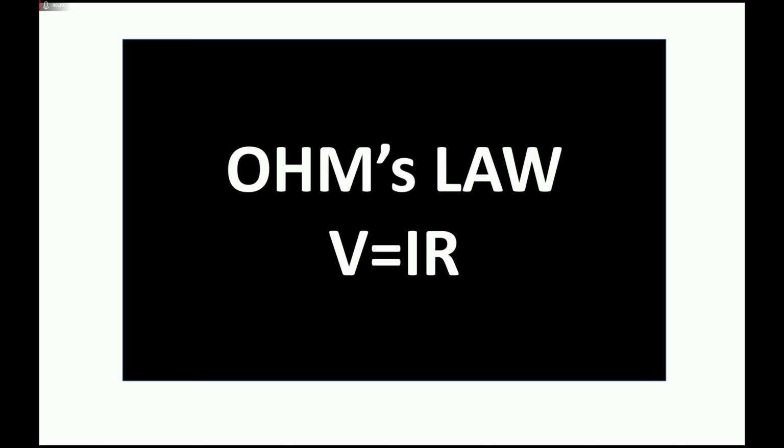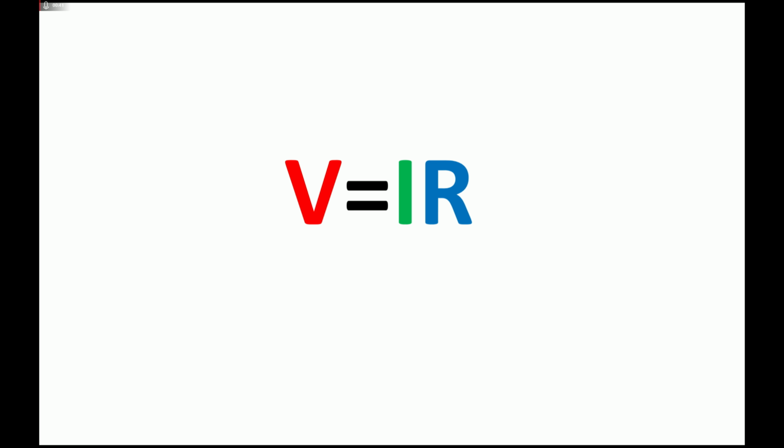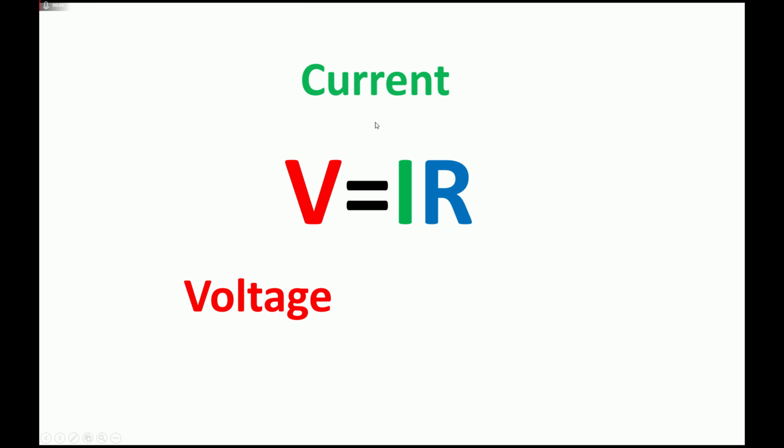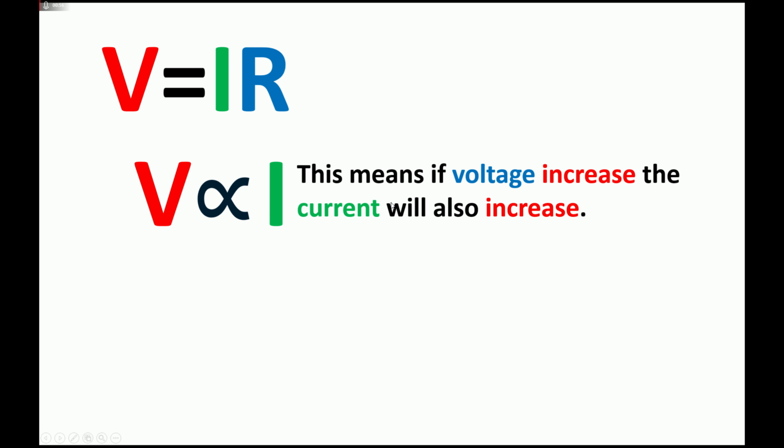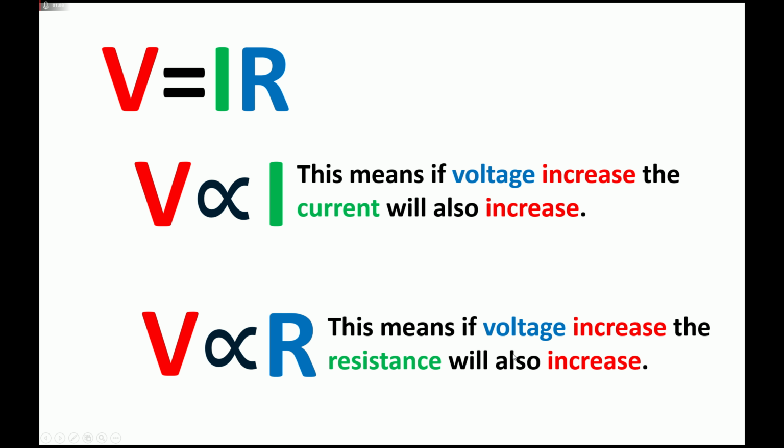So guys, this is what Ohm's law is. V equal to IR. V is the voltage, I is the current, R is the resistance. It means that V is directly proportional to I. This means if voltage increases, the current will also increase. Similarly, V is also proportional to R. So this means that if the voltage increases, the resistance will also increase, or the increase in resistance will cause the increase in voltage. Simple.